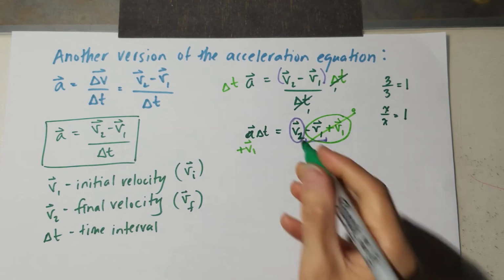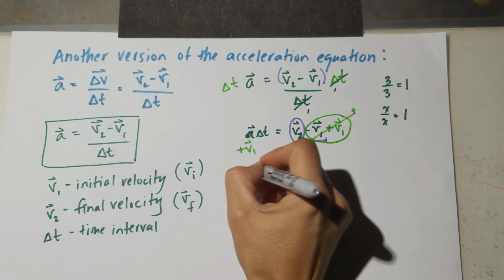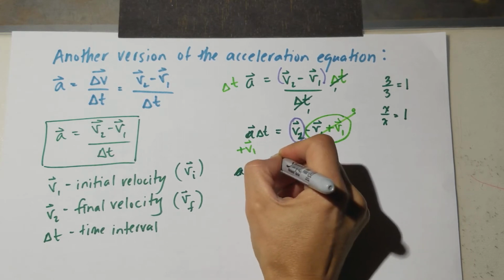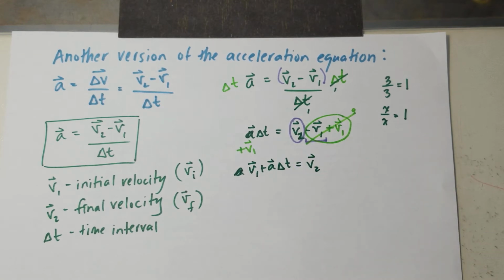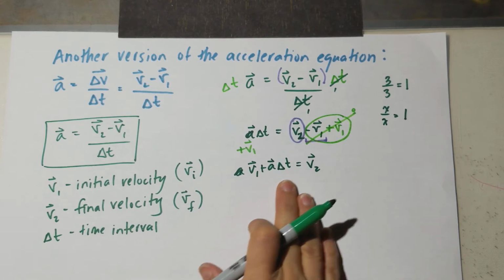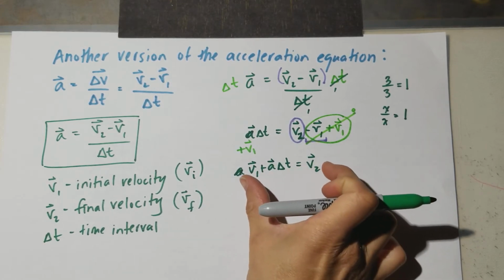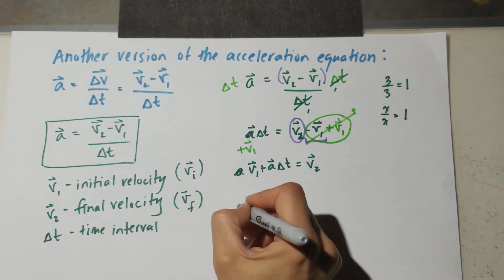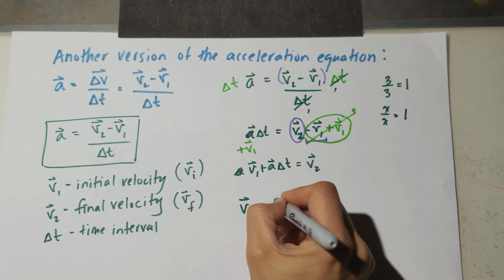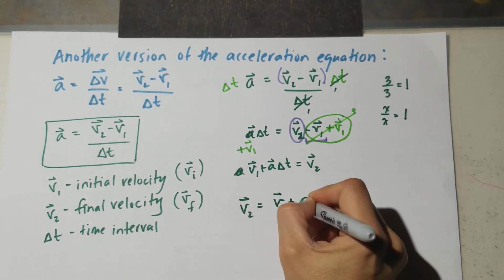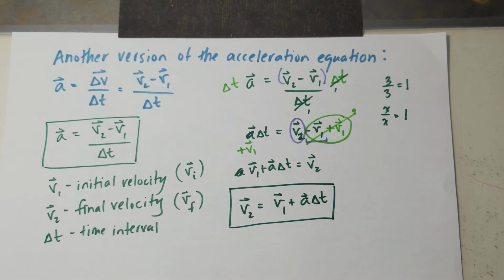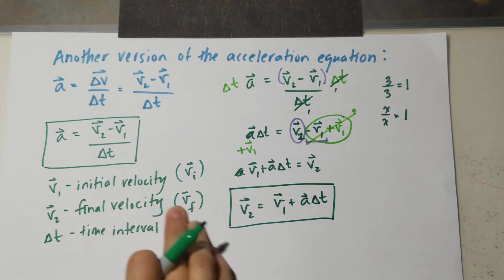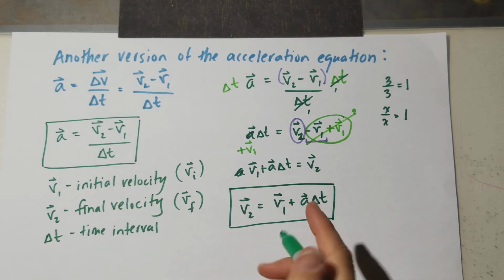So I can write it this way. Oops, sorry. V1 plus A delta t equals V2. But in math class and in physics, usually the term that we're solving for, we like to have on the left-hand side. But it doesn't matter, really, but it just looks nice. So I can write the exact same thing, V2 equals V1 plus A delta t. Okay, now this is exactly the same equation as over here. It's just rearranged, solved for final velocity.